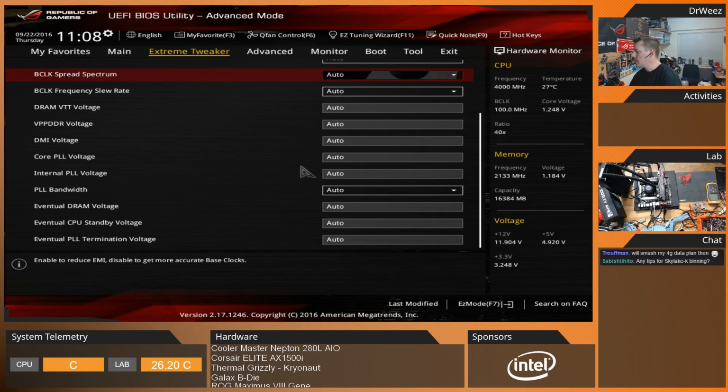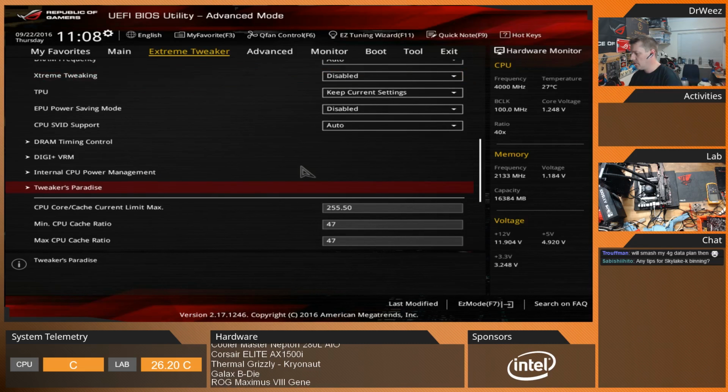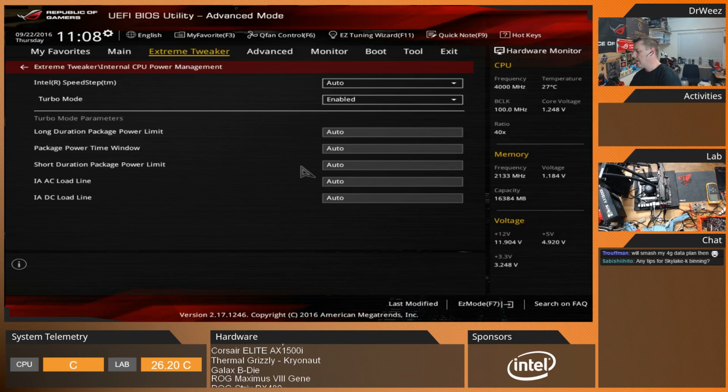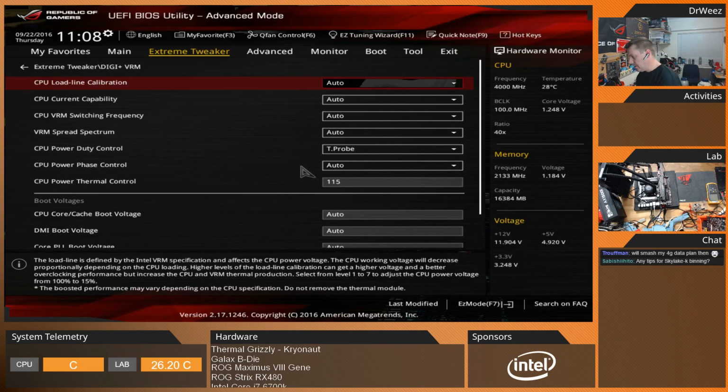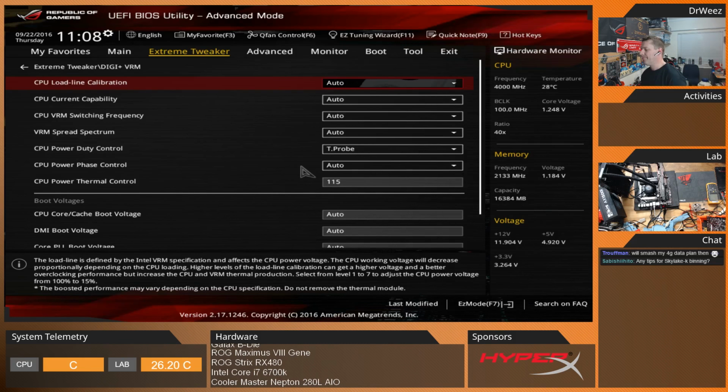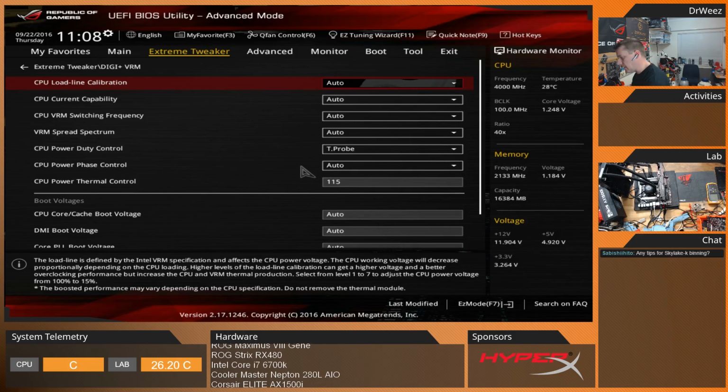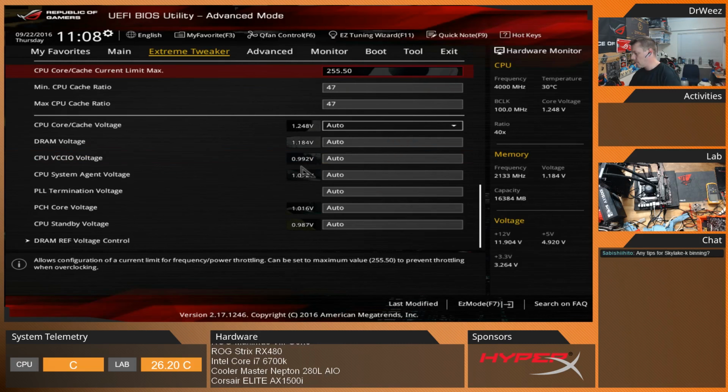Under Tweaker's Paradise, I don't need to set anything for air overclocking. Under CPU power management, I leave it all as default. The DigiVRM is an interesting one. So I'm going to leave it all at stock for now. And the reason I want to do that is because I want to hit some sort of limiting on the CPU power. So I want to show you how you can identify it and how you can fix it. And hopefully we run into that quite quickly.